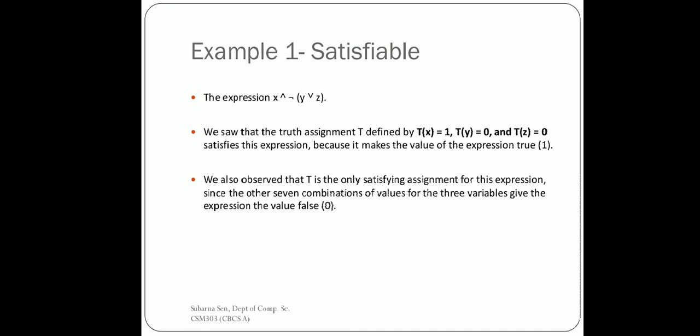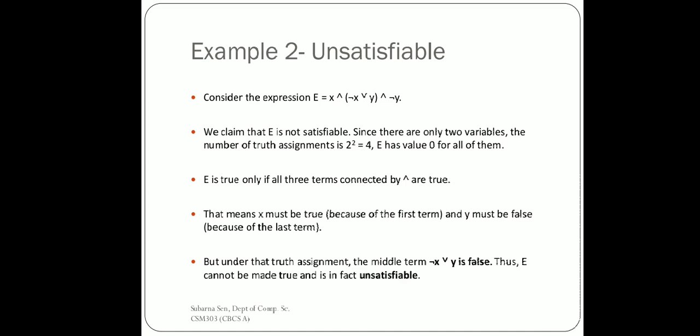If we assign x equals 1, y equals 0 and z equals 0, for this particular value it comes to 1. So this is one of the assignments for which my total value is true, so it is satisfying for this assignment. Okay, now we will see one more example where whatever value you assign, it will never be satisfied.